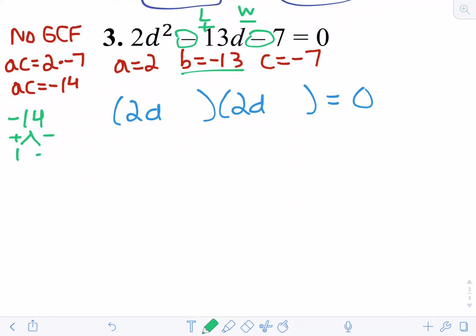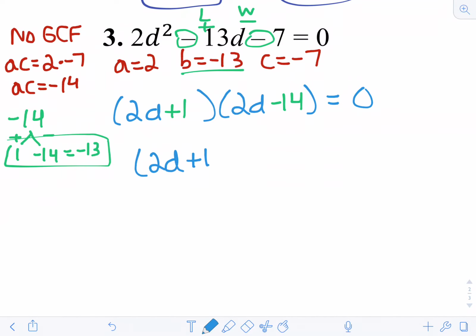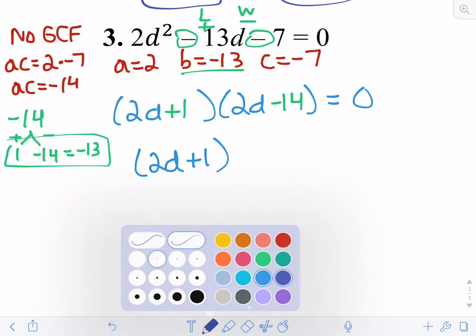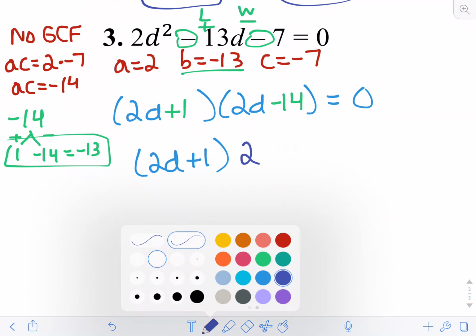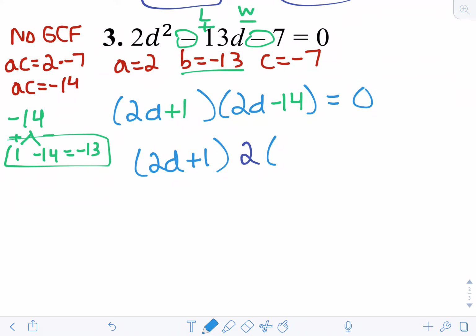So we'll start with 1 and negative 14. That gives me negative 13, and that's what I want. So 2D plus 1, 2D minus 14. See if there's anything I can pull out. The first one, there's not, so I just have 2D plus 1. The second one, I can pull out a 2, so I'm just left with D minus 7, and that's equal to 0. Again, that 2, you can cross that off.